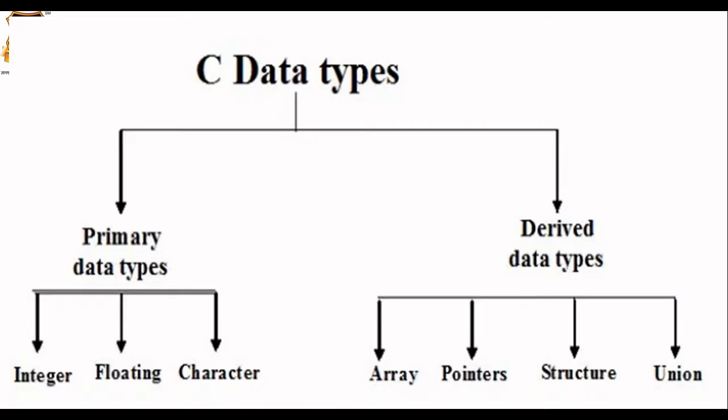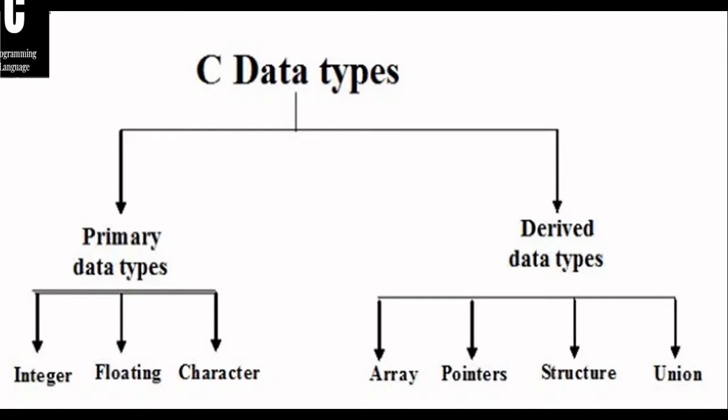Actually, there are two main types: primary and derived data types. Primary means the built-in data types. In this we use integer, floating, and character. Sometimes there may be a void data type. Void means the empty data type. In derived data types there are different structures such as array, pointer, structure, and union. These are the derived data types, or you can say the structured data types.